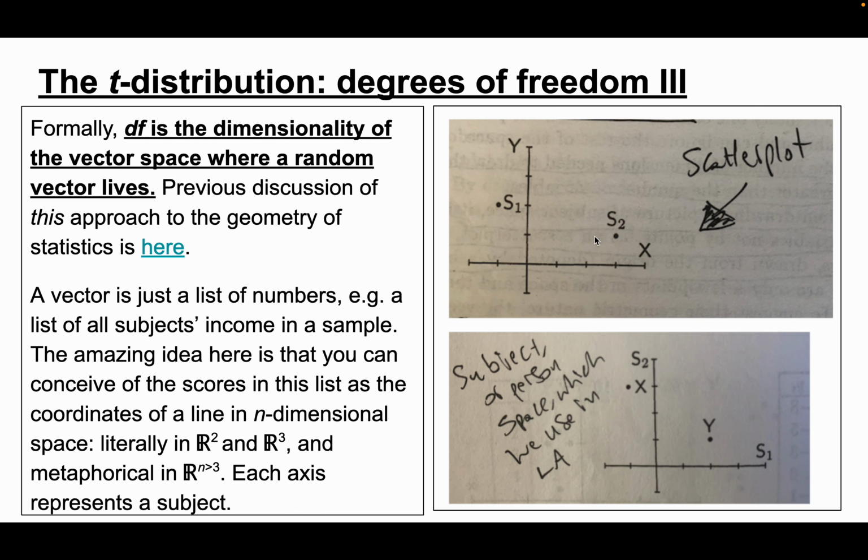So this is our traditional way of thinking about things, right? We've got variables on the axes, and then this would be subject 2, this is subject 1. The dots or the points are individuals. But in linear algebraic ways of approaching statistics, we actually think about the axes as different subjects, and then this here is actually the vector x. It's the variable x represented geometrically, and this is the vector y.